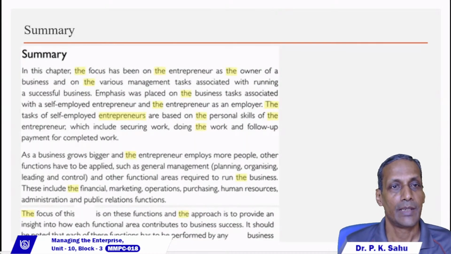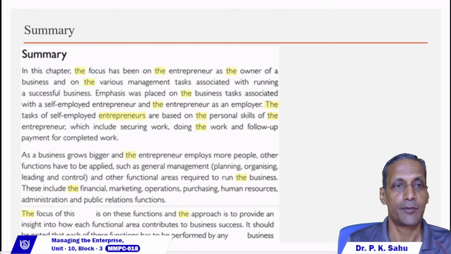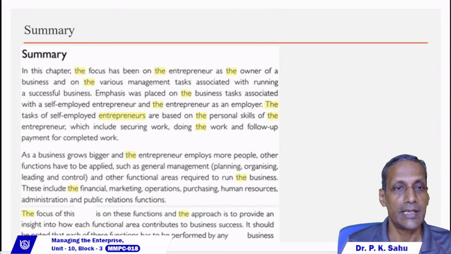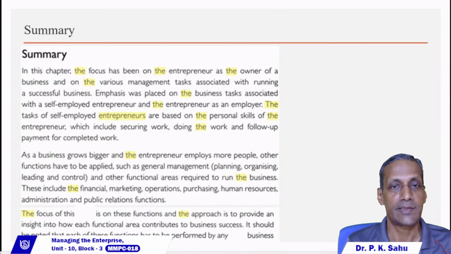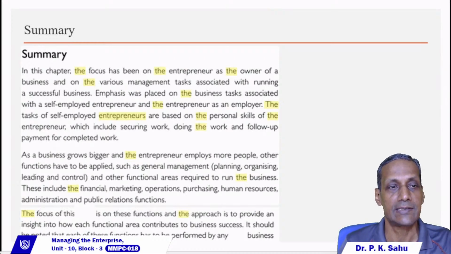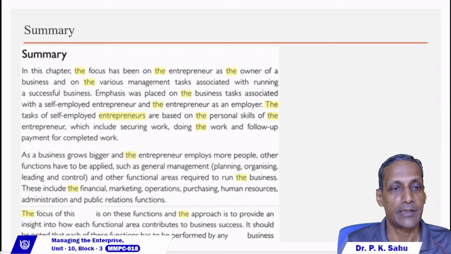In summary, in this unit, the focus has been on the entrepreneur as the owner of a business and on the various management tasks associated with running a successful business. We placed emphasis on the business tasks associated with the self-employed entrepreneur and the entrepreneur as an employer. The tasks of self-employed entrepreneurs are based on the personal skills of the entrepreneur, which include securing work, doing the work, and follow-up payment for completed work.